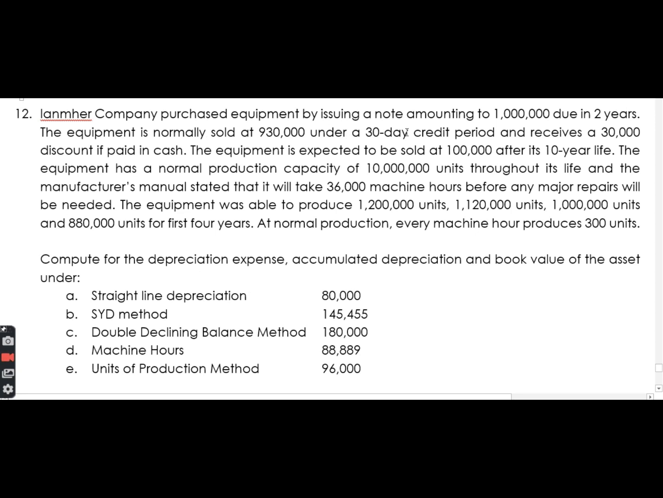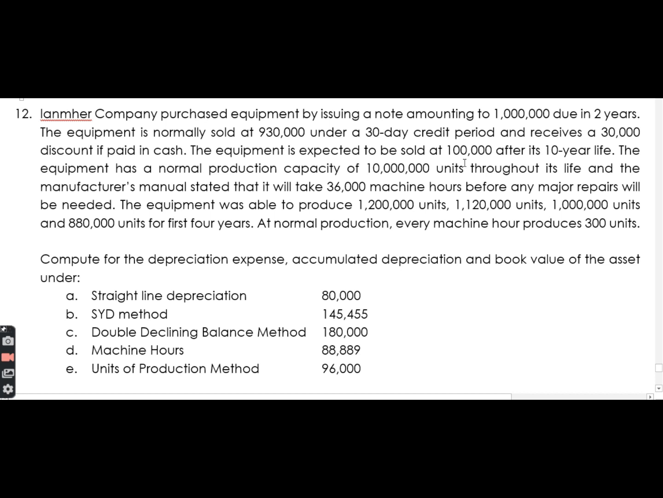So, the company purchased equipment by issuing a note amounting to 1 million due in 2 years. The equipment is normally sold at 930 under a 30-day credit period and receive a 30,000 cash discount if paid in cash. So, ibig sabihin, ang capitalizable cost lang talaga natin is cash price equivalent 900. Kasi, may 30,000 daw na discount if paid in cash. So, ano ang cash price equivalent natin? 900. 930 minus 30. So, 900.